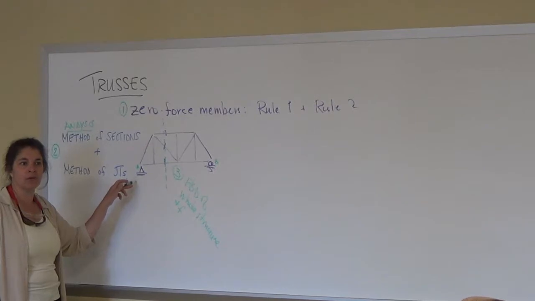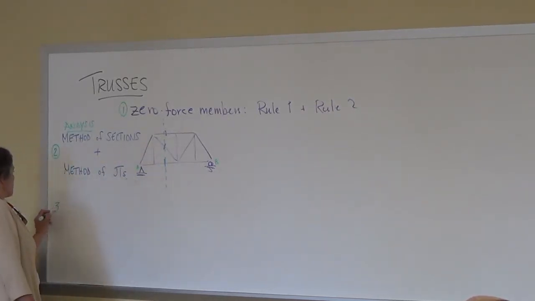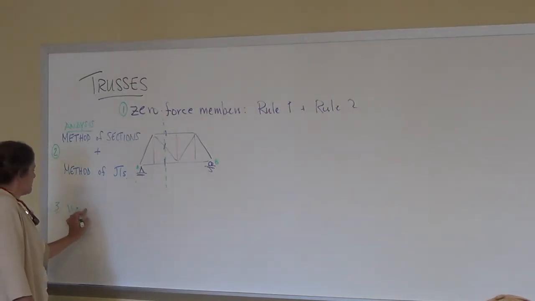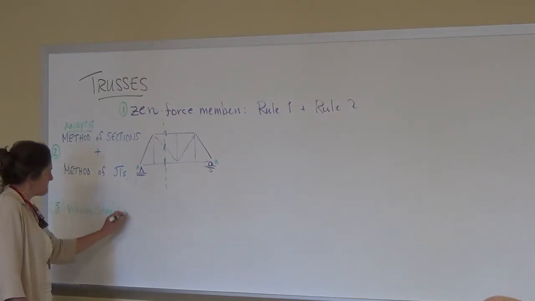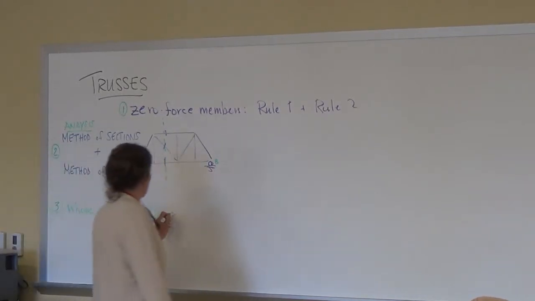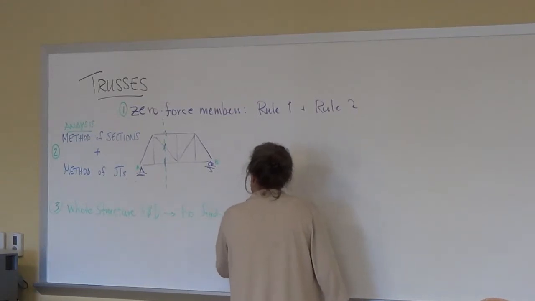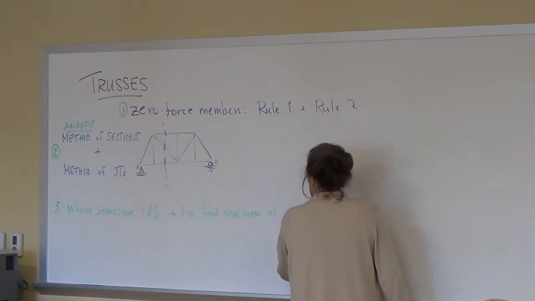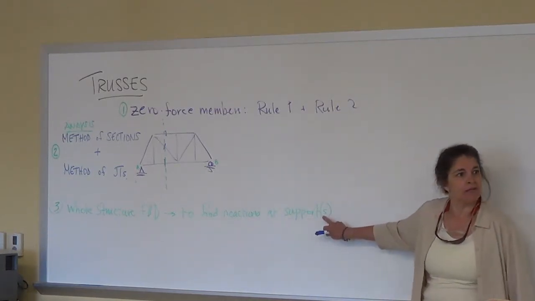Right? I already need to know this one. So let's just write this over here instead. So 3 would be, draw a free body diagram of the whole structure to find the reactions at supports. And I'm putting a parenthesis here with an S.